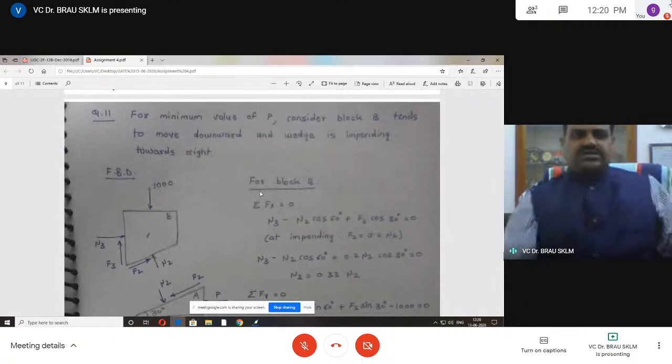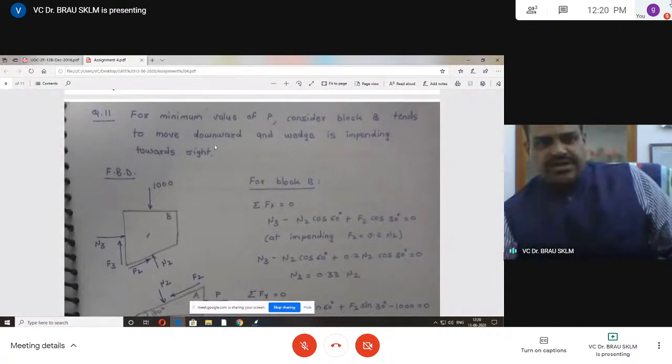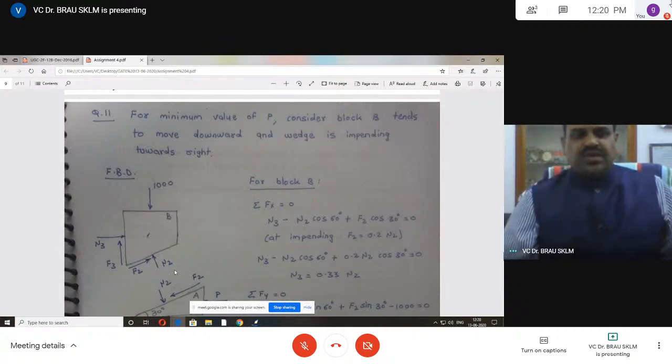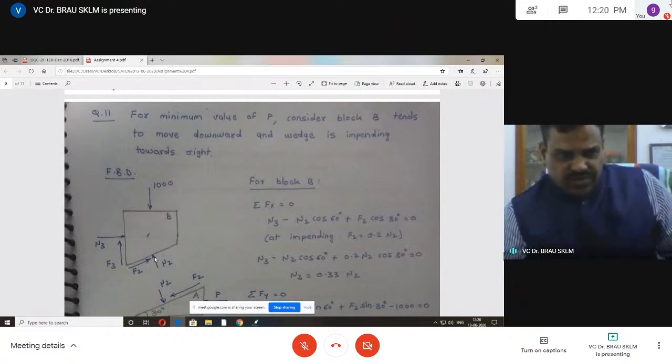For the minimum value of P, consider that block B tends to move downwards, applying a minimum force downward, and the wedge, when B moves downward, has to move towards the right. That is the tendency. When it is moving downwards, it starts moving towards the right, and the frictional force is opposite. With respect to this, the frictional forces are the opposite forces. That is the analogy you have to apply. On the vertical surface, when it is moving downwards, the frictional force is acting upwards, and this is the normal reaction.